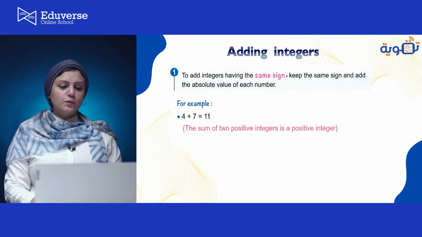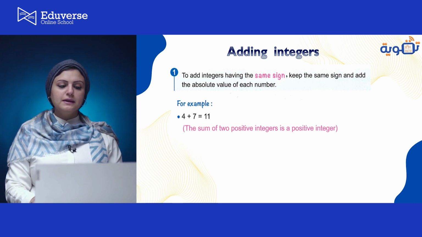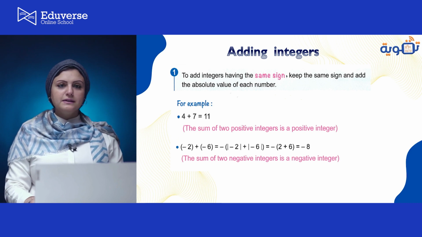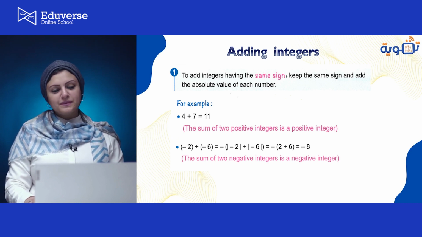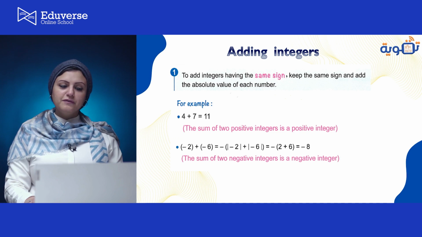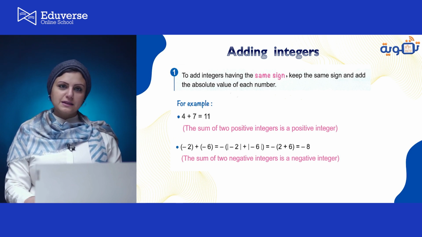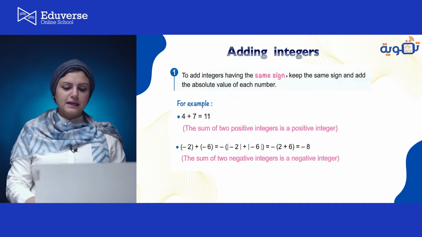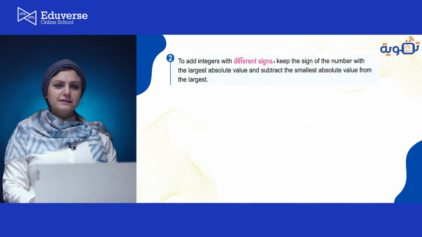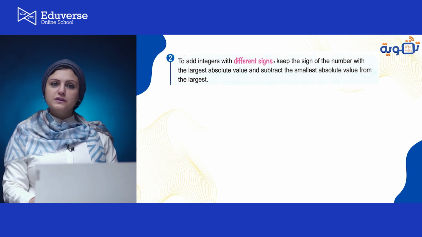For example, when I add 4 plus 7, both of them are positive values, so the final answer is going to be 11. If I add negative 2 plus negative 6, both of them are negative values, which means that the final answer is surely going to be a negative value. So just add the absolute value of 2 and 6, which is equal to 8, then put the negative sign.